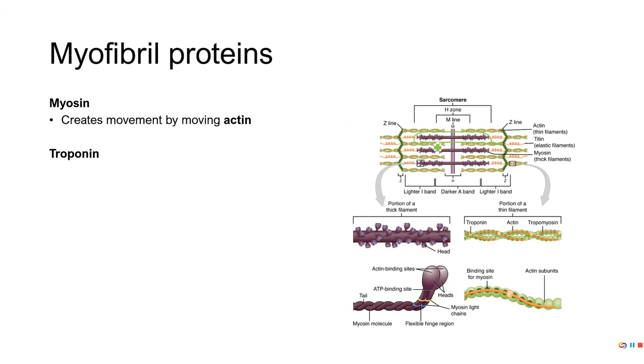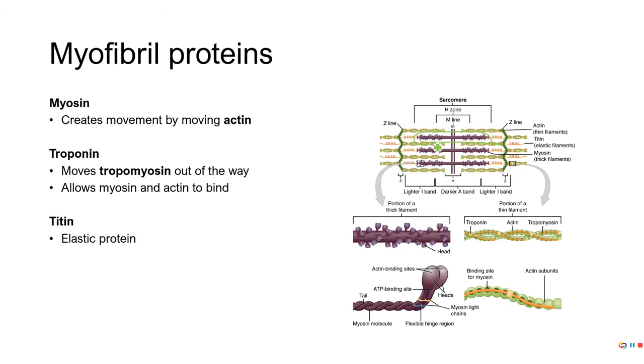And then we've got troponin, which moves tropomyosin out of the way, ultimately allowing actin and myosin to bind. And then we've got titin, which is an elastic protein that we'll learn about more during the neuromuscular unit. Its job, at least as far as we've discussed so far, is that it helps stabilize actin and myosin, and it helps get the muscle back to resting length. It's basically this springy thing on the end of the myosin.